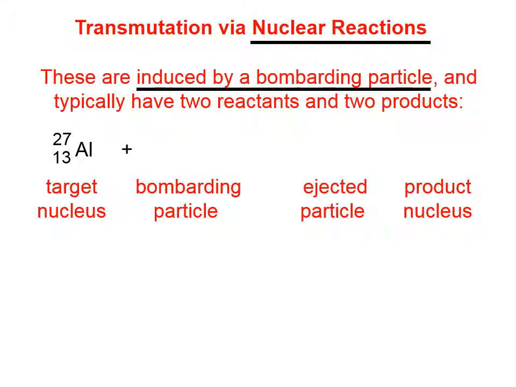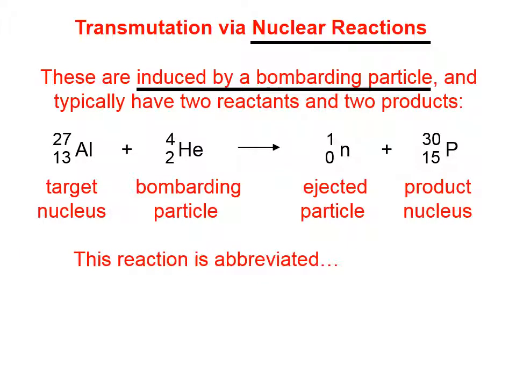We have a target nucleus, we have a bombarding particle, in this case it's an alpha particle. Then we have usually some sort of small ejected particle, in this case a neutron, and then we have a large product nucleus, in this case phosphorus 30. You can see that with all nuclear reactions, the mass on top balances on both sides of the reaction. In this case, the mass is 31 on both sides, and the charge is 15 on both sides.